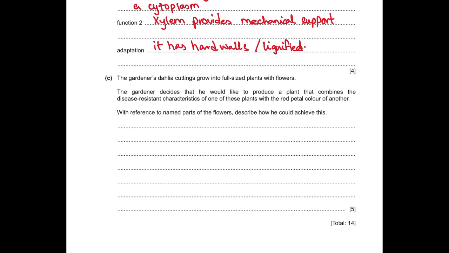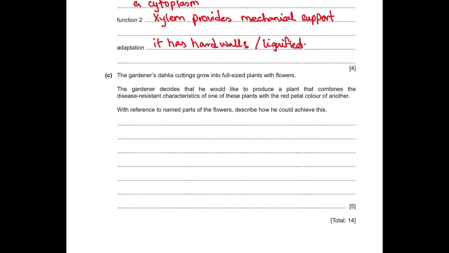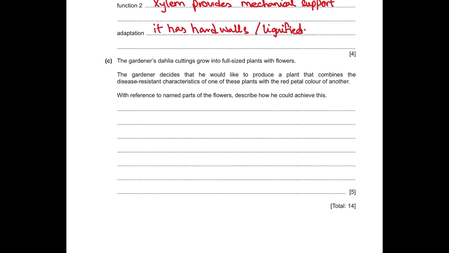The gardener's dahlia cuttings grow to full-sized plants with flowers. The gardener decides that he would like to produce a plant that combines the disease-resistant characteristic of one of these plants with the red petal color of another. With reference to named parts of a flower, describe how he could achieve this.